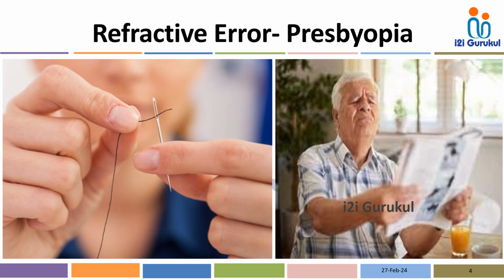They may have different complaints, like: I can read in bright sunlight but not in dim light. My arms are not long enough to hold the reading material. My eyes feel strained when I do a lot of near work. My eyes get tired when I read. The font in the newspaper is too small. Or I find difficulty threading needles. These are the common complaints that patients will bring to you.